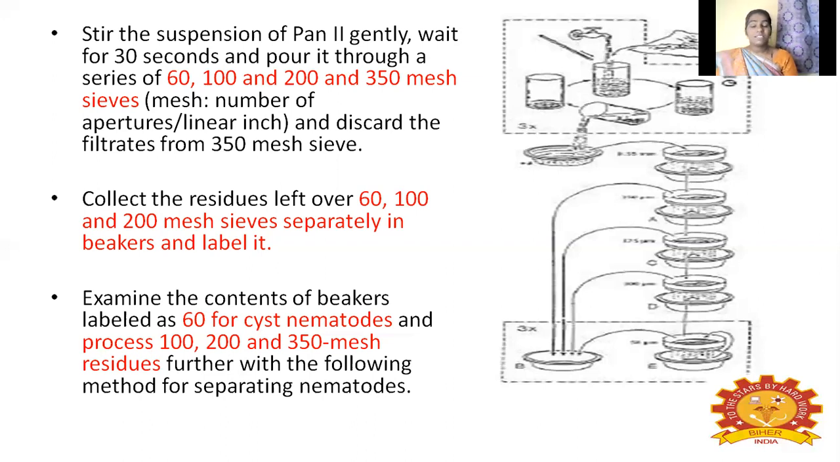The 60 mesh sieve is somewhat bigger, so a cyst can settle there and be easily taken in the 60 sieve. What about the remaining residue collected in the 100, 200, 350 mesh? All the minute particles need some other steps to separate the nematode from the residues. So this is the Cobb's decanting method. In this image itself we can clearly understand how the suspension is transferred through the series of sieves.